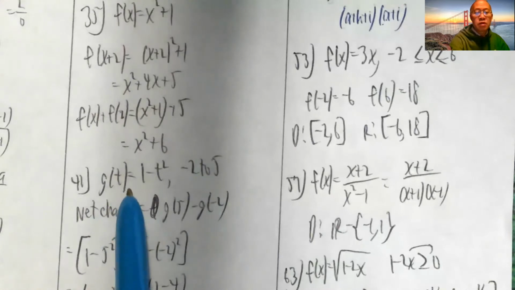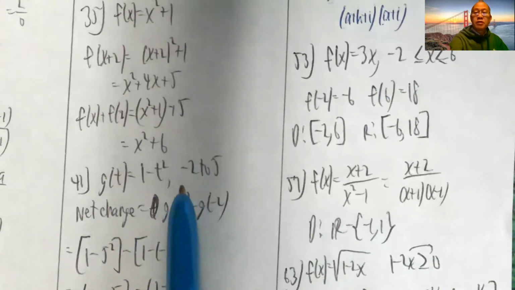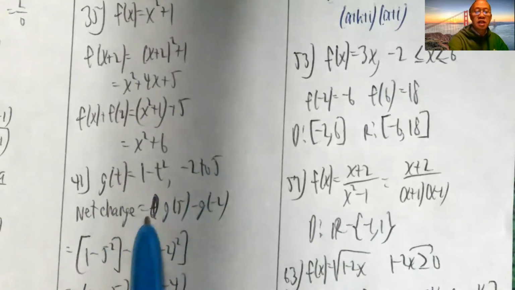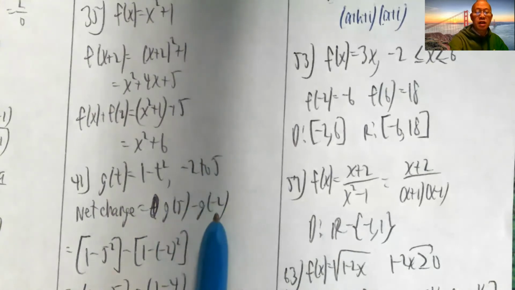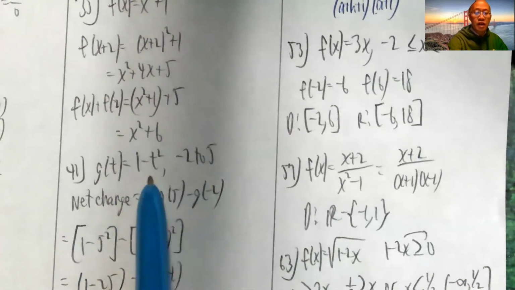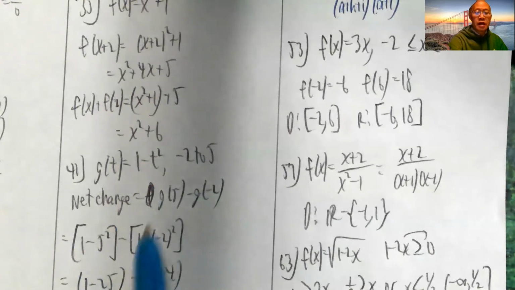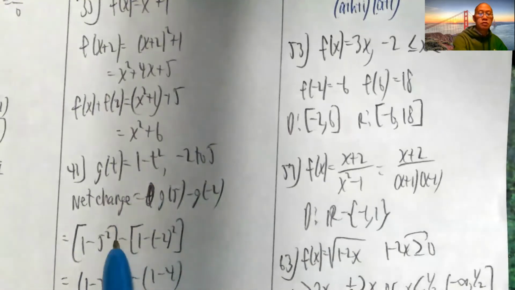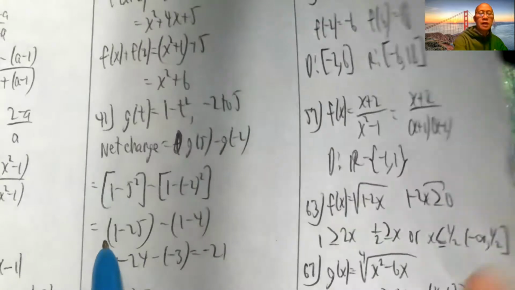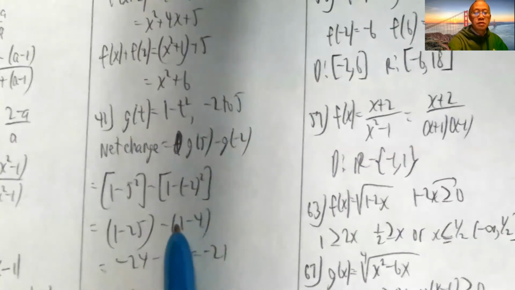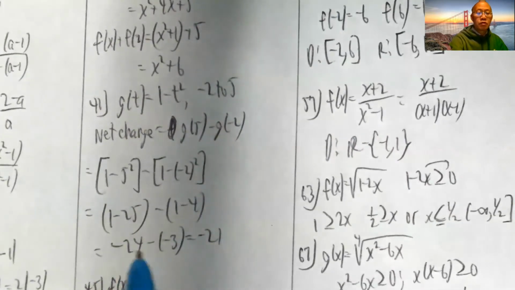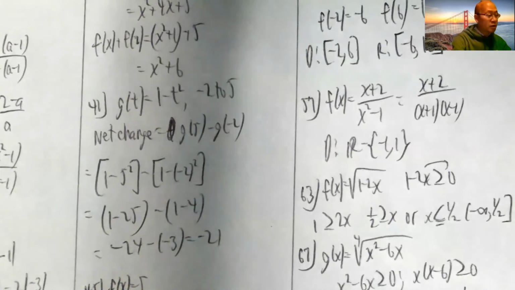41, g of t is 1 minus t squared. From negative 2 to 5, what's the net change? The net change is g of 5 minus g of negative 2. So g of 5 is 1 minus 5 squared, minus g of negative 2 is 1 minus negative 2 squared. 1 minus 25 minus 1 minus 4. Negative 24 minus a negative 3, negative 21.